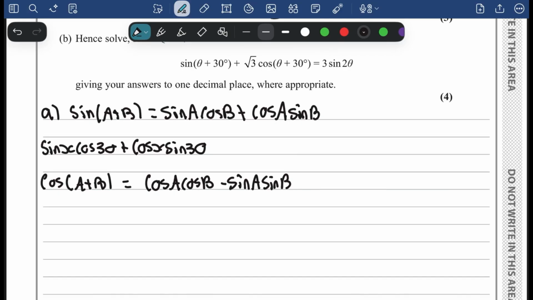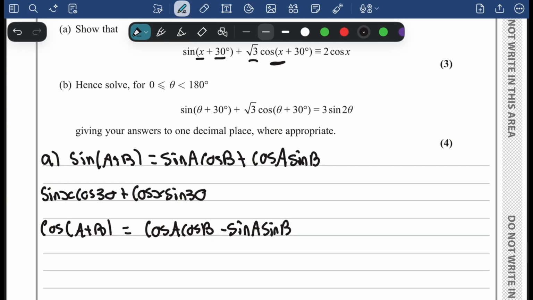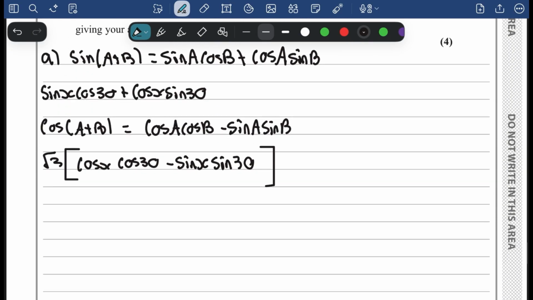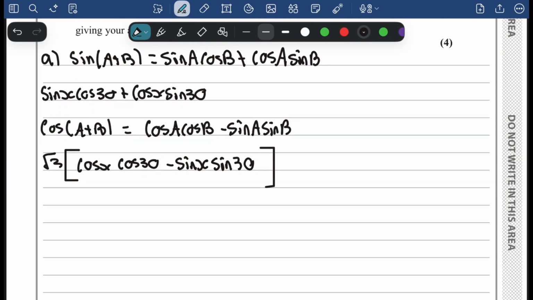So let me just say that A is going to be x again and B is going to be 30 again, right? But remember, this is all multiplied by root 3. So it's going to be cos x cos 30 minus sin x sin 30, all multiplied by root 3, right? So next what we can do is we can use our exact trig values, or our trig identities. So cos 30 is going to equal root 3 over 2, and sin 30 is going to equal a half, right?